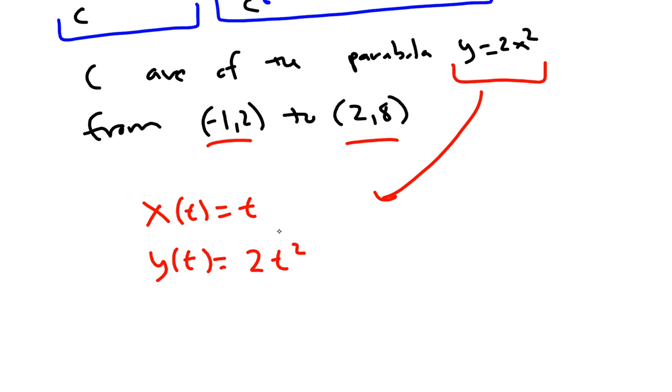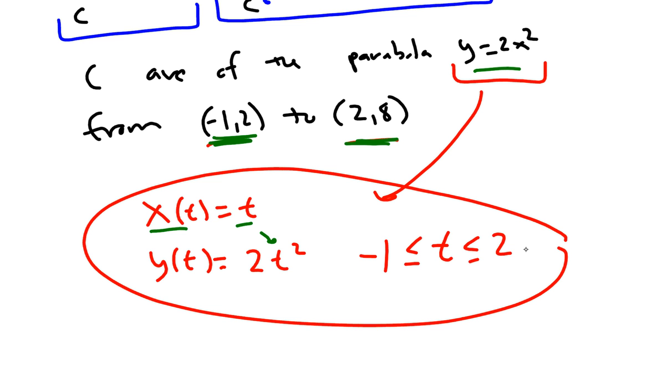You can see by substitution that if x were plugged in for t, you'd have this same function up here. Then you also want to make sure you restrict t so that you stay between the two given points, the point -1, 2 and the point 2, 8. So just make t start at -1 and end at 2. This thing here is your parameterized parabola between the given points, and we sometimes call this r of t.